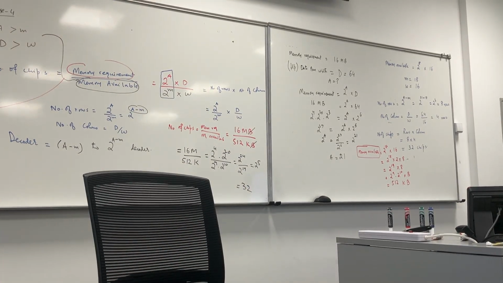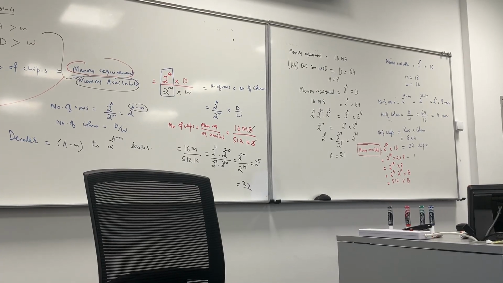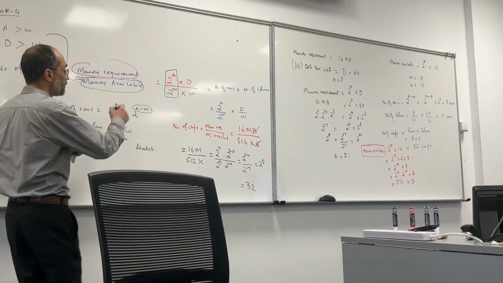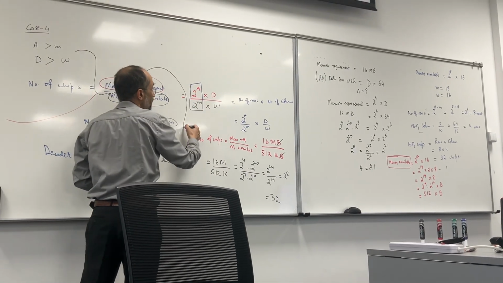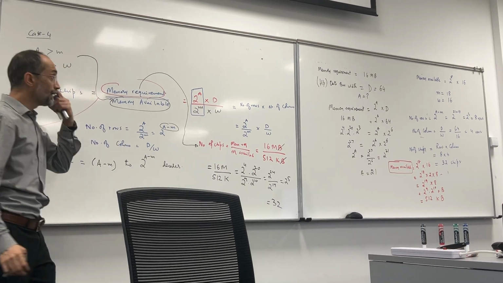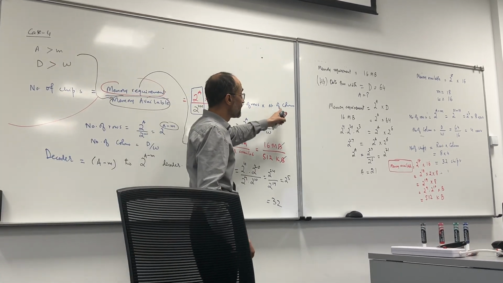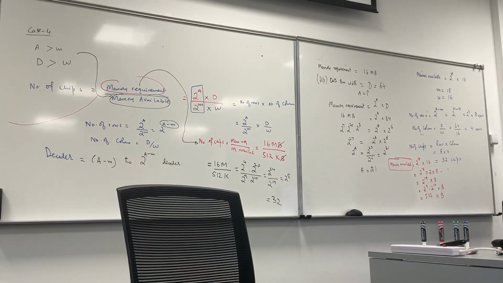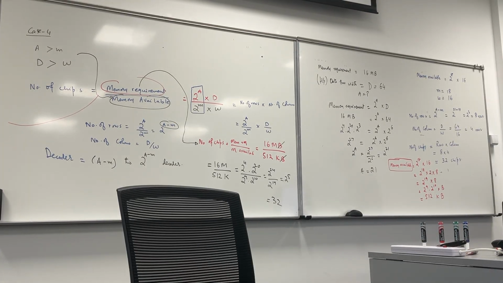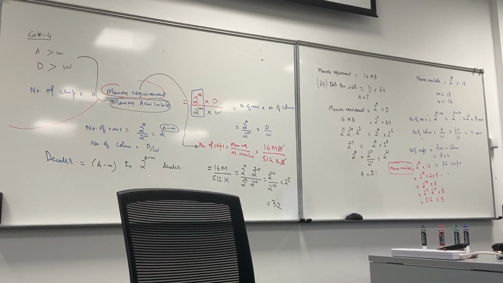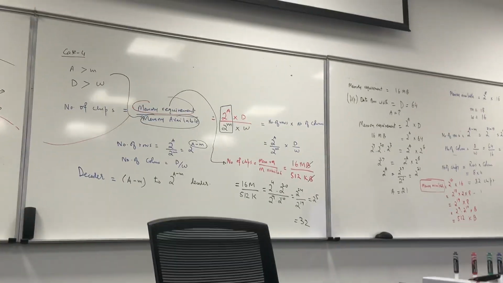So you can calculate the total number of chips using different formulas. The number of chips is equal to memory requirement by memory available. So here we have used this formula. Or you can calculate the number of rows and the number of columns. So you can verify your answer from multiple formulas, so that you see that your working is correct. Any question? Should I proceed?